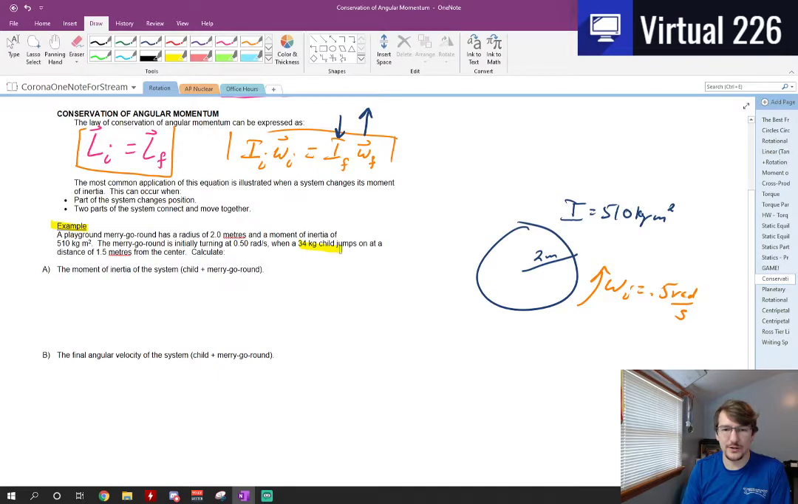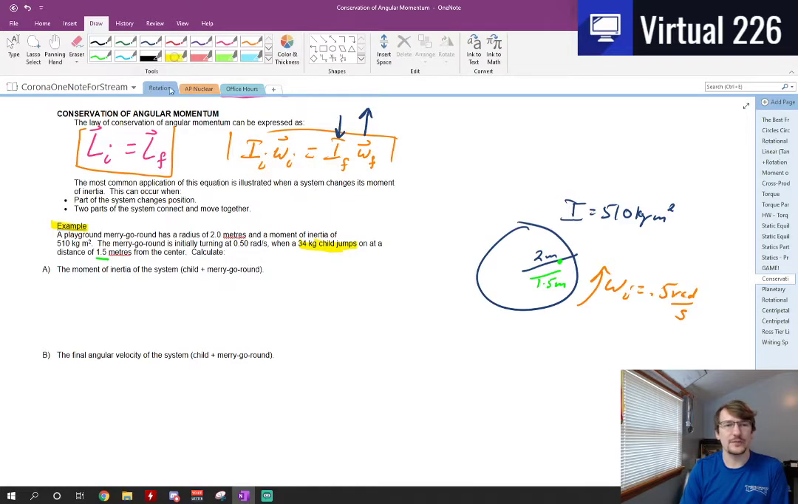we take a 34 kilogram child and it says they jump on, but maybe we just toss them onto the ride. So take a child and make them green. They've eaten something weird. And they get tossed on at 1.5 meters from the center. So we're tossing them on here at 1.5 meters.